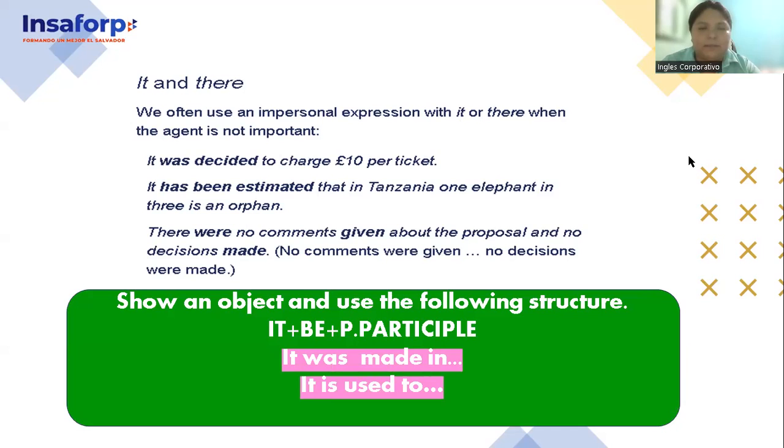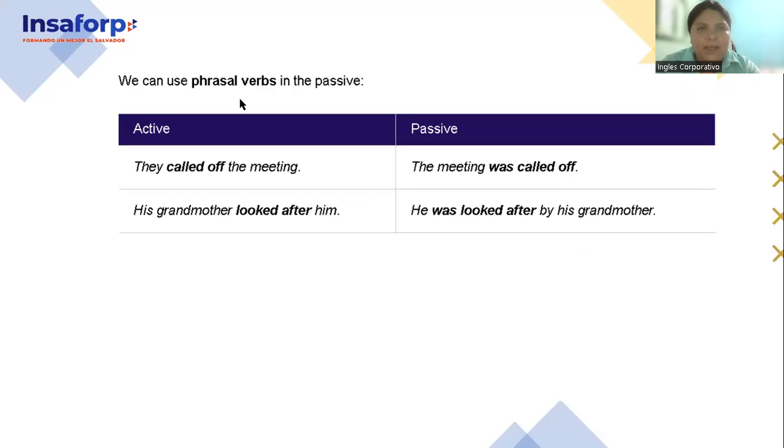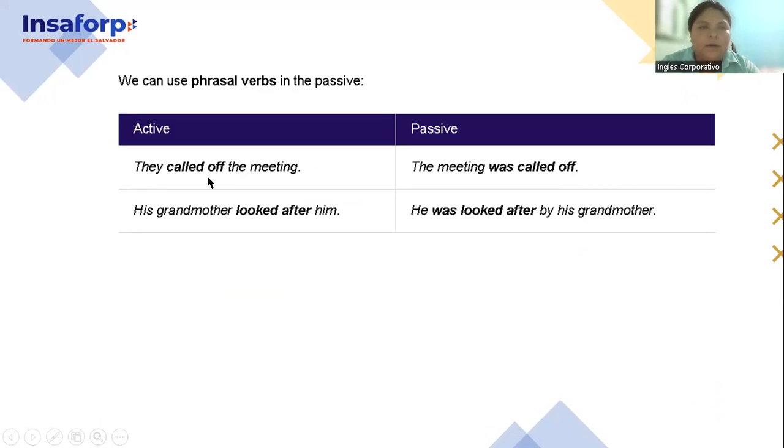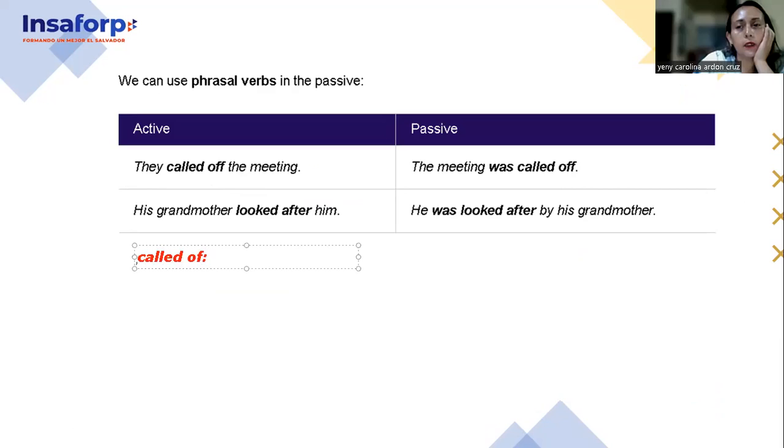Let's see, okay, nice, look at this. We have some more things to check. And we can use phrasal verbs in the passive. For example, look at this. They called off the meeting. What's the meaning for called off, guys? What do you think? Colgar la llamada. Are you sure? The meeting. Let's see this in context. The meeting was called off. Cancelado. Yes, right. To cancel.